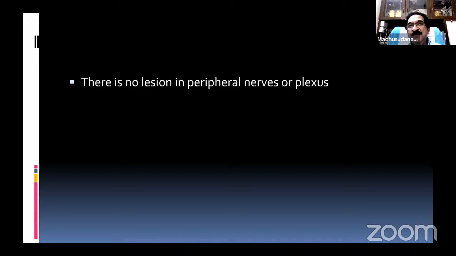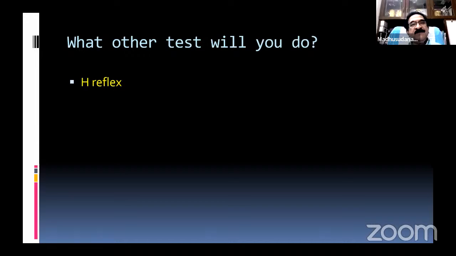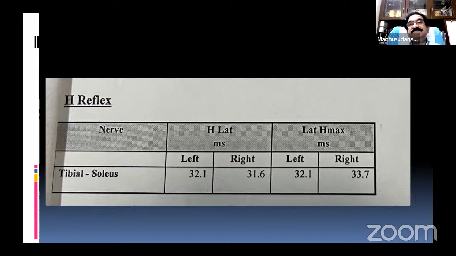So there is a lesion. We know that there is no lesion in the peripheral nerve to account for his sensory loss, because JPS being a large fiber involvement, the sensory potential should be absent if it is distal to the ganglion. If proximal to the ganglion, the SNAP can still be normal. It can be radiculopathy. Why radiculopathy? Ankle jerk is decreased, not absent, decreased compared to the knee jerk. So that's a possibility for radiculopathy. So H reflex. H reflex normal bilaterally.